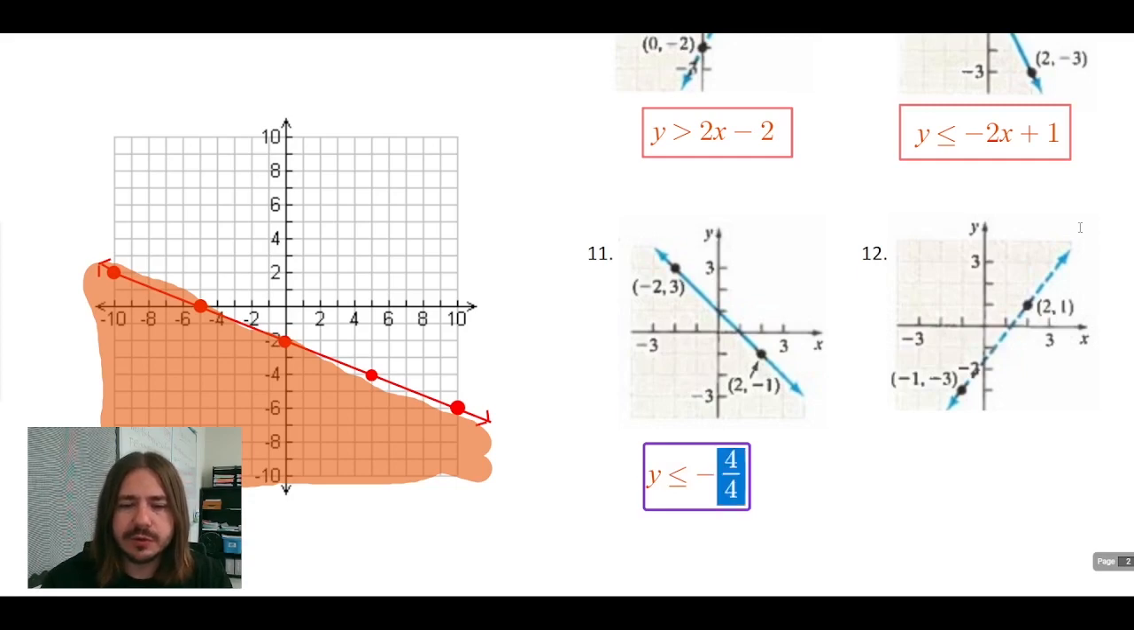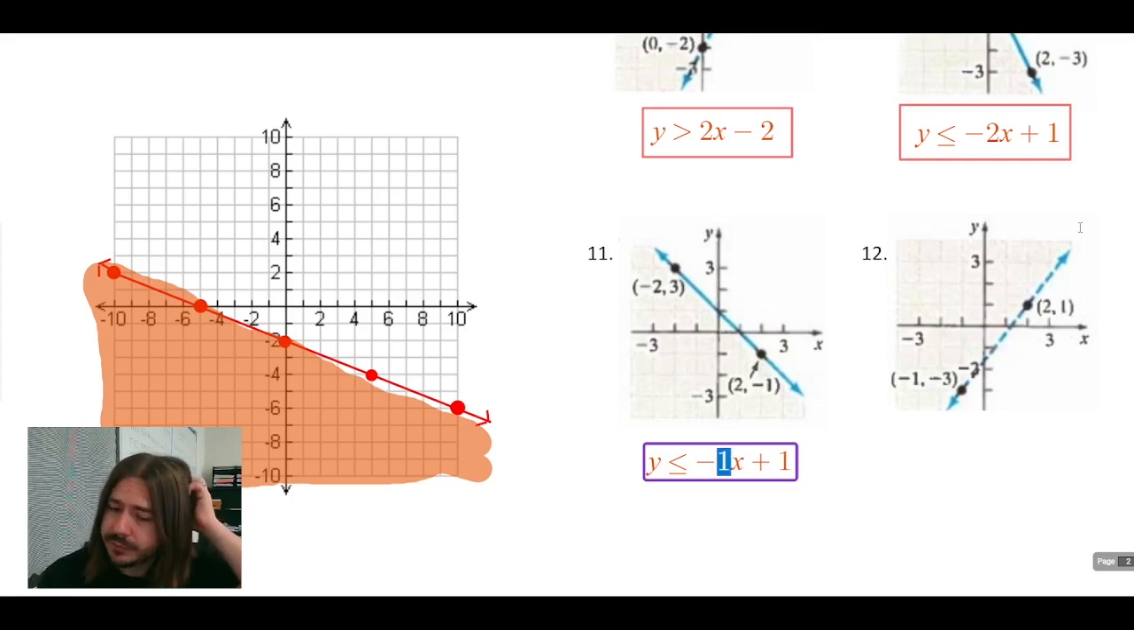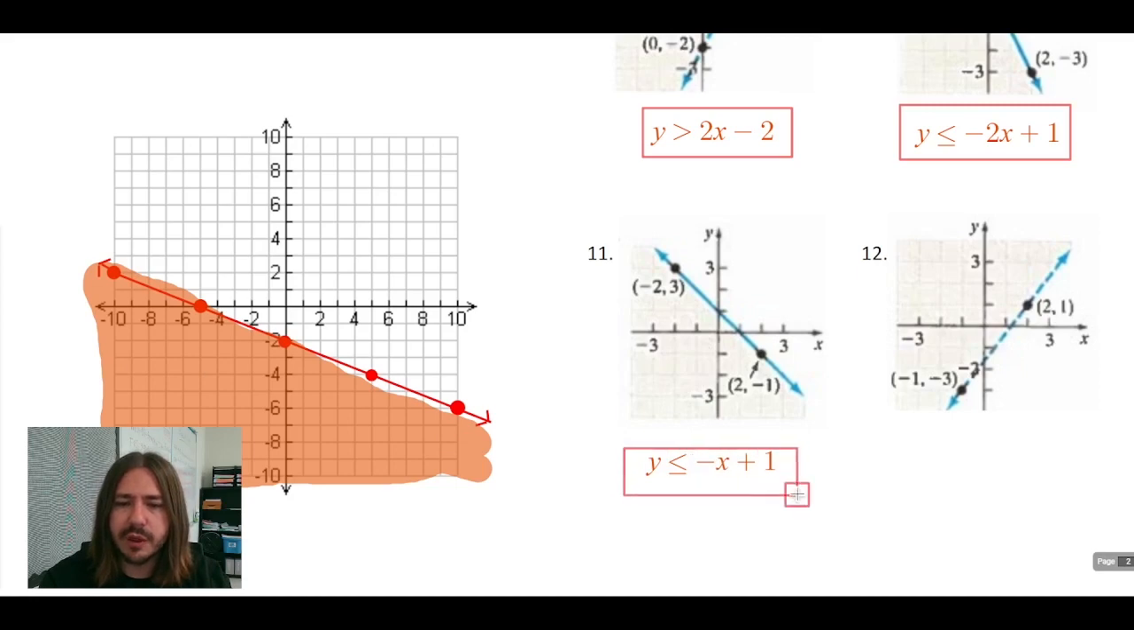This is actually just going to reduce to 1. Down 4 over 4, x plus 1. You don't really need this 1 here. You can get away without writing it, and it is implied that there's a negative 1 here. And that's pretty conventional. So we'll go ahead and stick with that. Here's your inequality for 11.